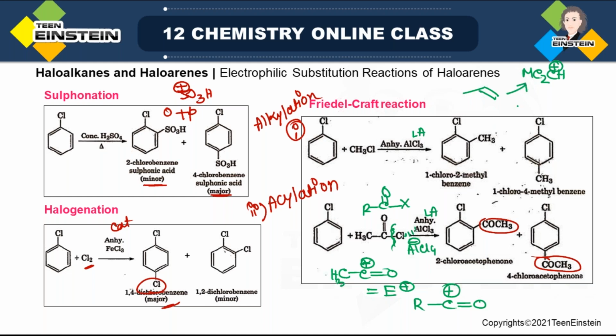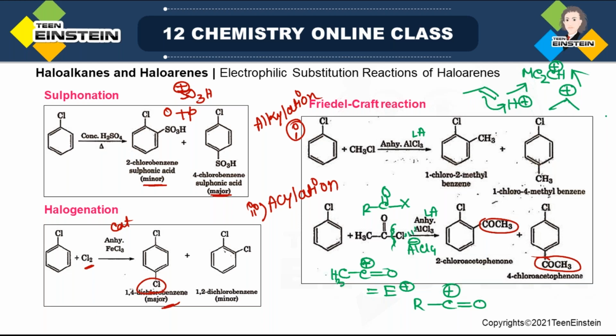Now for that purpose you have to use some concentrated H2SO4. That is, you have to protonate this. So in the presence of H plus, this negative charge will be attracted toward H plus, and a positive charge will be generated here, which is nothing but Me2CH plus, the same. So in this way, that is alkene and concentrated H2SO4, you can also generate the electrophile.